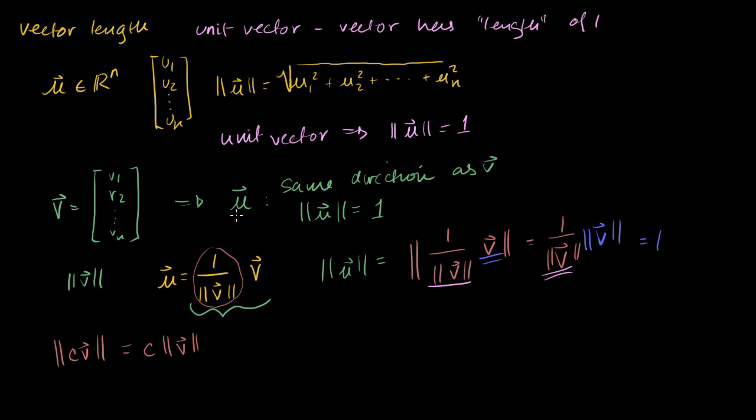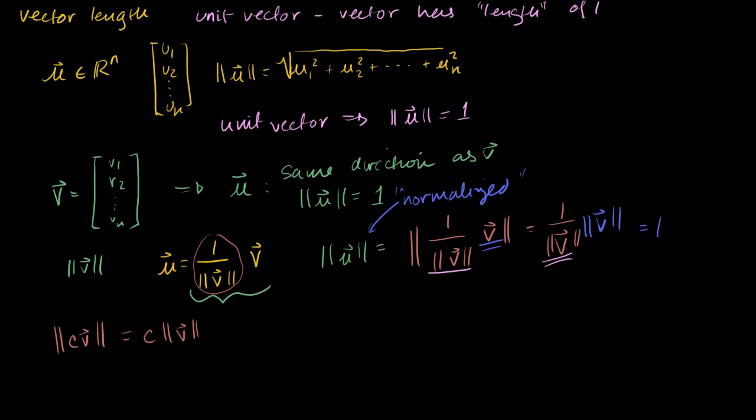If you want to find a unit vector, sometimes called a normalized vector, that goes in the same direction as some vector v, you just figure out the length of v, using the definition of vector length in Rn. And then multiply 1 over that length times the vector v. And this is just a scalar. And then you get your vector u.